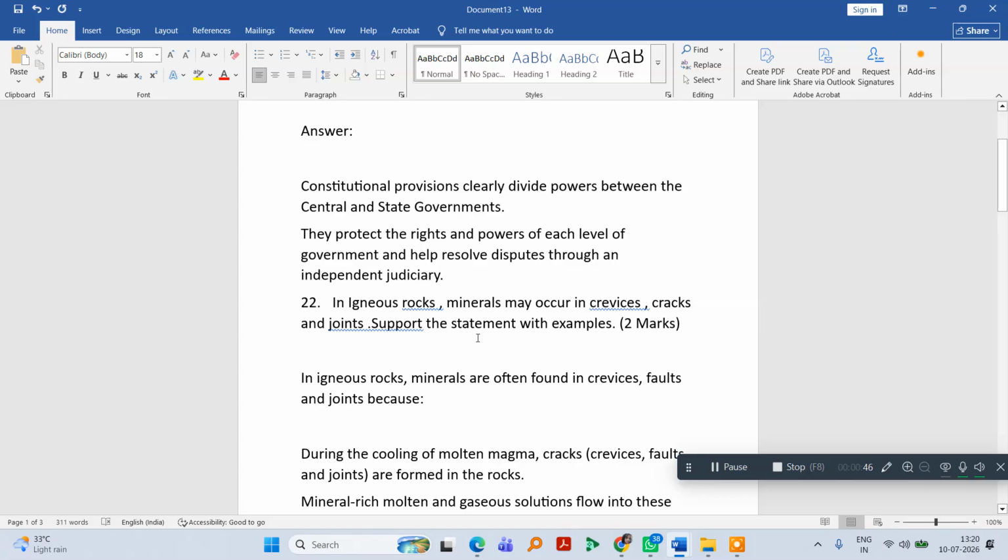Whenever you attempt 2 marks questions answers, you have to write accurate, precise, and crisp points. You don't have to write lengthy points, you don't have to fill the pages.